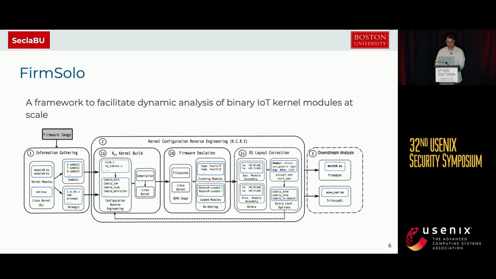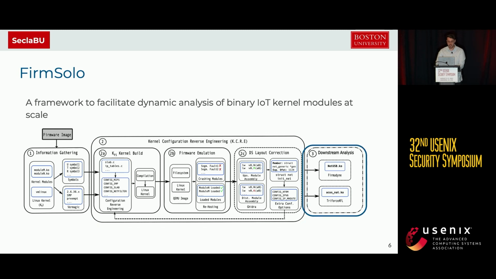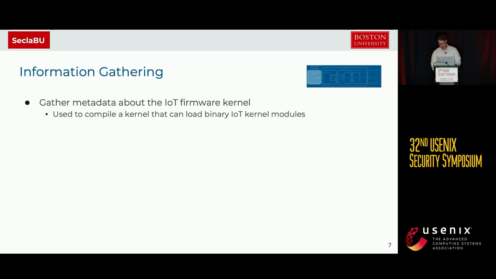FirmSolo is a three-stage analysis approach, and given a target firmware image, it will first run the information gathering stage, which will extract metadata about the IoT kernel of the target firmware. Then the second stage, called K.C.R.E, will use that metadata to compile a custom kernel that can load the IoT modules of the target firmware. And lastly, in the downstream analysis stage, FirmSolo will use examples of dynamic analysis systems to analyze these IoT modules. So let's delve a little bit more into each stage.